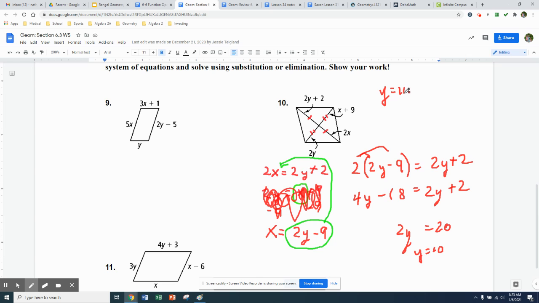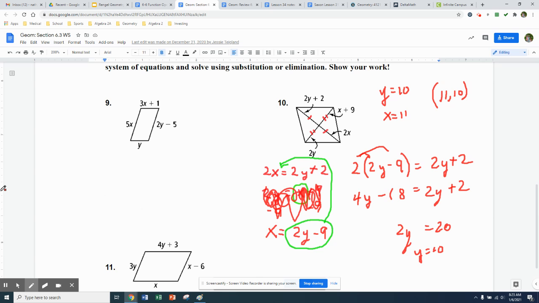I can go back and then find out what x is. And this equation right here would be the best to use because x is equal to 2y minus 9. So I'll just put a 10 in for that y. 2 times 10 is 20, minus 9 is 11. So x is going to equal 11. So you can express your answer, y equals 10, x equals 11. Also, that would be an ordered pair. X is 11, y is 10. There would be our answer. So you can express your answer either way.